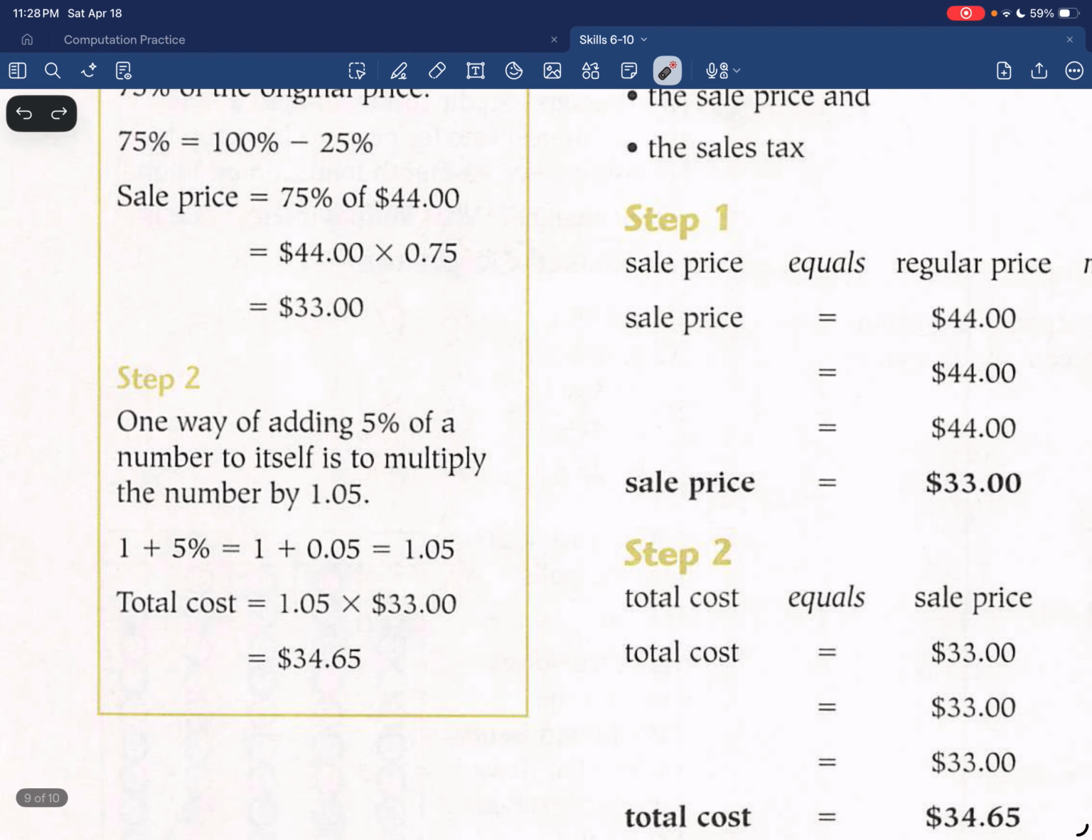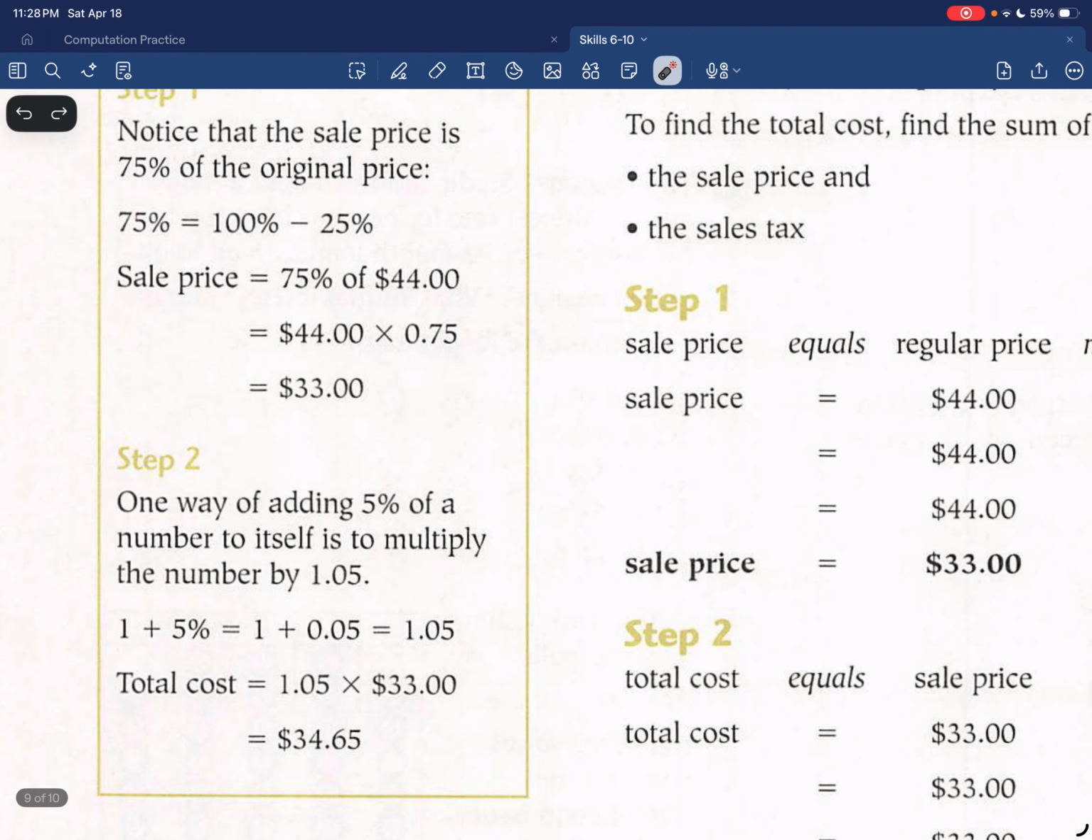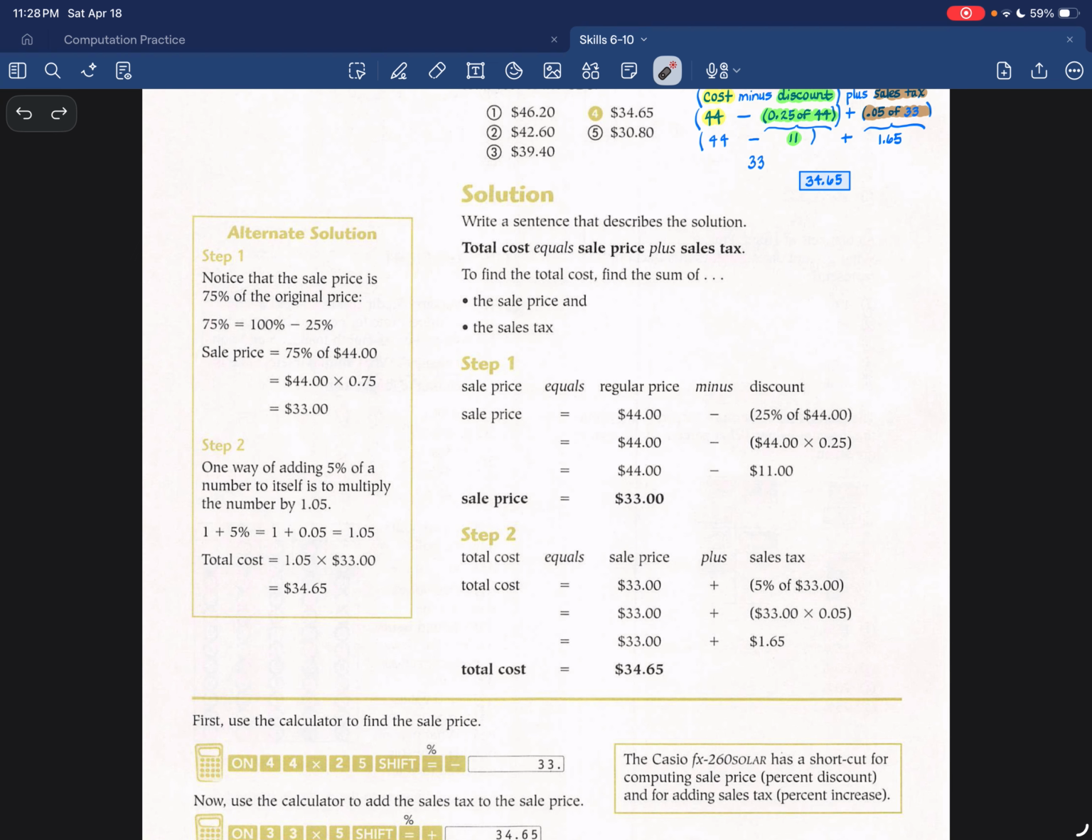And one way of adding 5% of a number to itself is to multiply the number by 1.05. This one makes a little bit more sense to me. Think of it this way. For every dollar you spend, you're paying 5 cents tax. So every dollar gets 5 cents tax, and we're doing 33 of those. And that will get you directly to your total cost. That one makes sense to me. That top one, I get it, but that's just not the way I think. So you decide what works for you, and that's what you can do. It's fine.